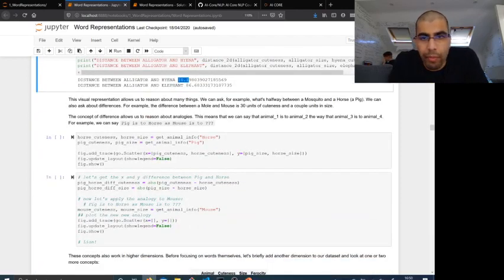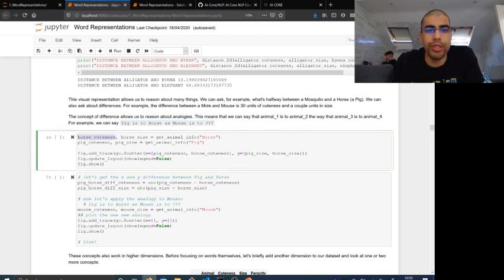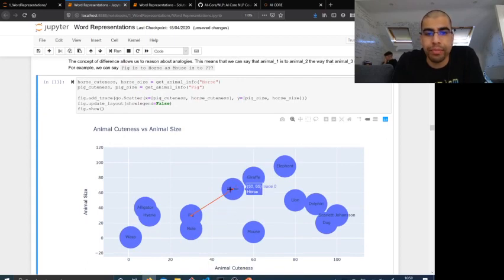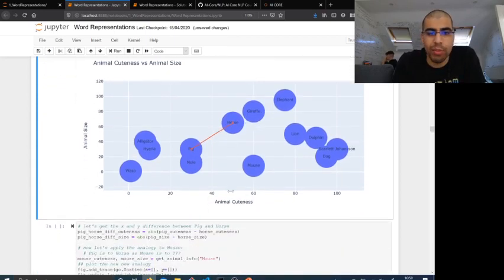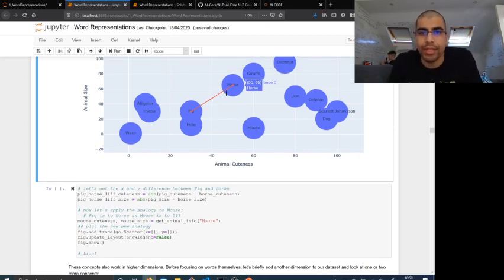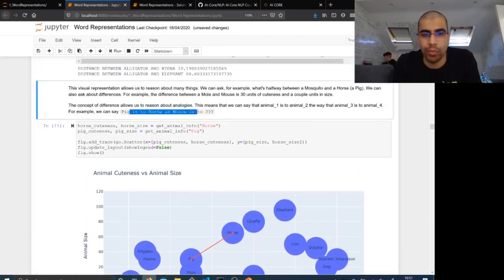Okay, so we're actually going to code up how to do this analogy. We get the horse cuteness and the horse size and the pig cuteness and the pig size, and we'll just plot them. We'll plot a line between the midpoints of the two. Essentially, it's not a translation, but we want to move this line onto mouse and see where the end ends up, right? The animal which ends up closest to this point is the answer to this analogy. Pig is to horse as mouse is to what?